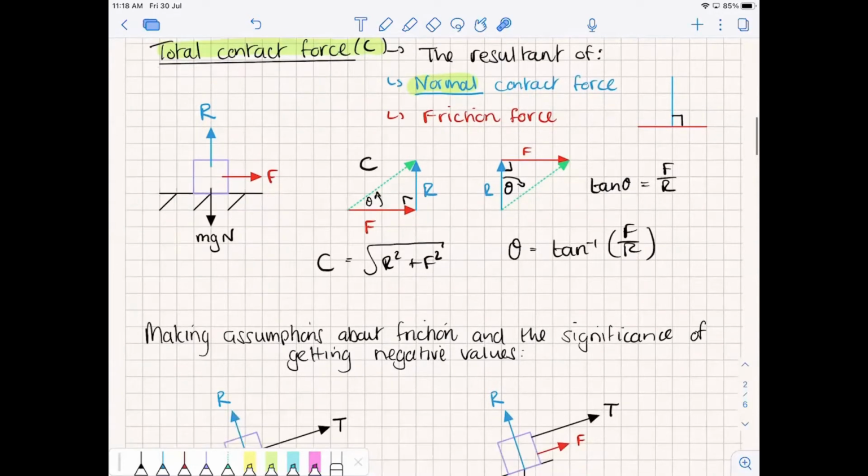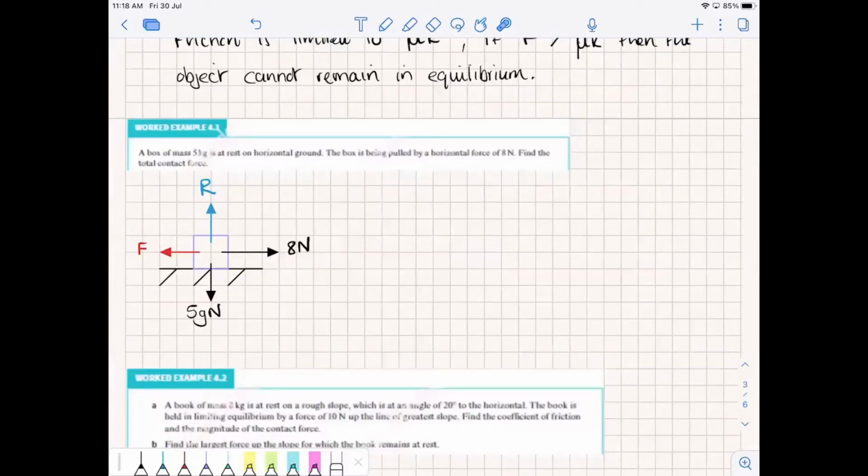So let's go and work those out. I don't have the normal contact force and I don't have the friction force. So those are the first things that I need to work out. So I need to work out what R is. R is acting vertically, so I need to resolve vertically. And I can see the only other vertical force that I have is the weight of the object.